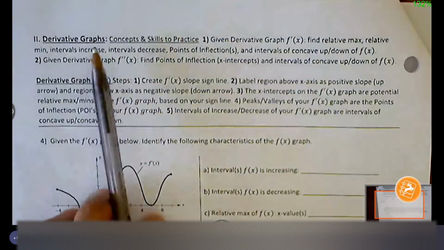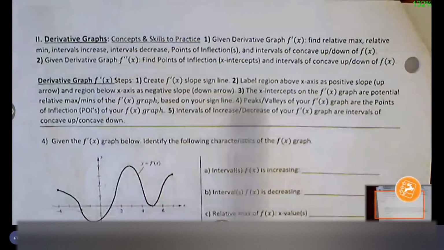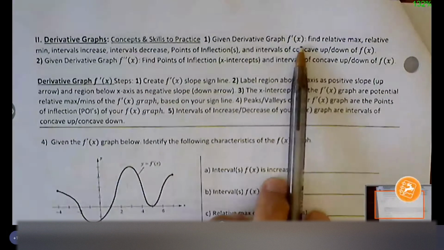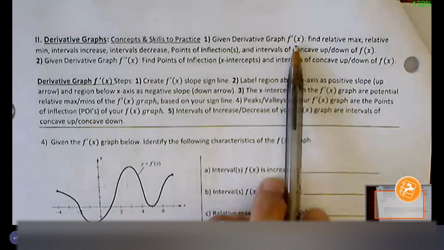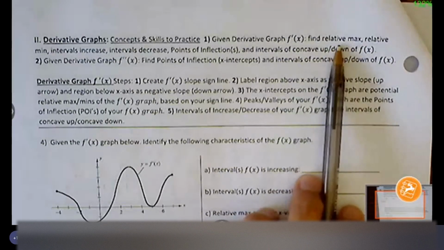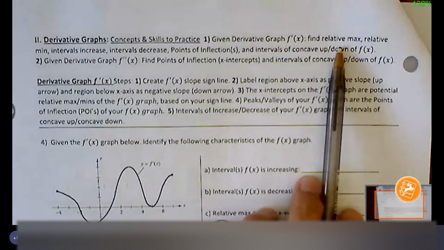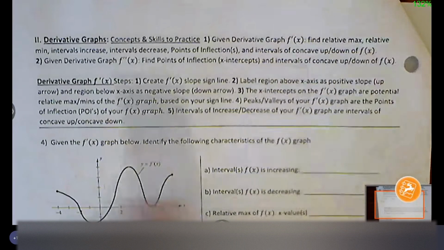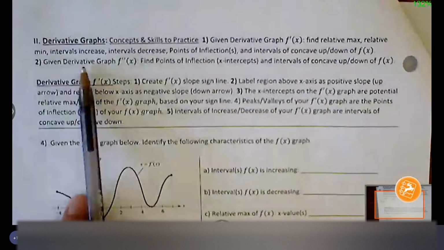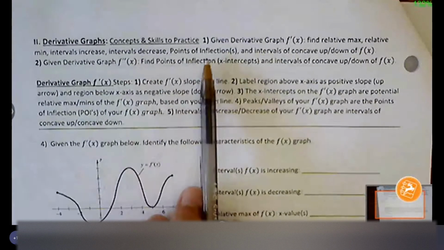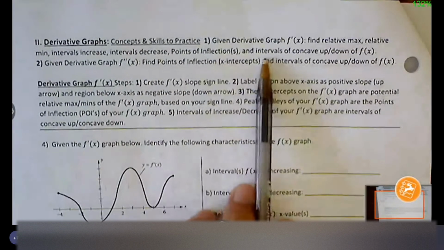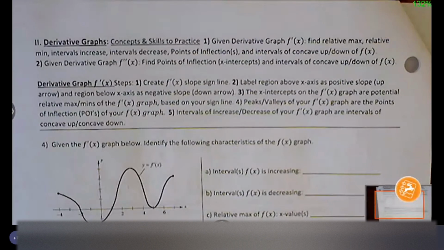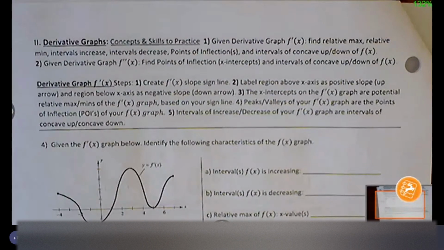So we need to be able to look at a derivative graph and be able to gather information about the original function. From the F prime graph, we're going to gather information about the original graph in terms of where the original graph exhibits relative max, where the original graph has relative minimum, increase, decrease, where the original graph has point of inflection, concave up, concave down.